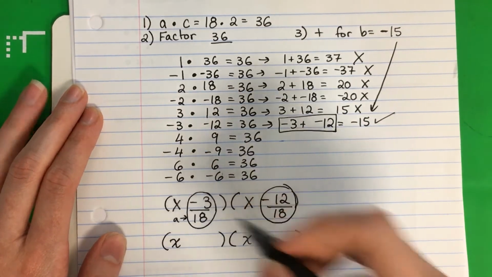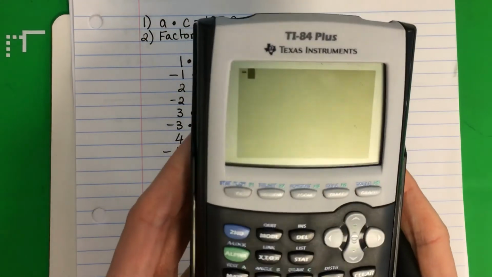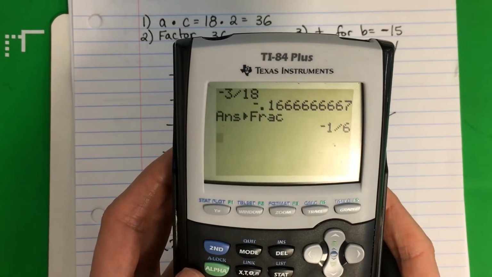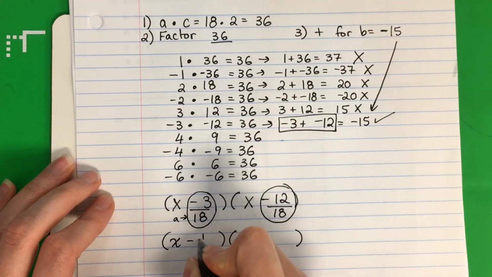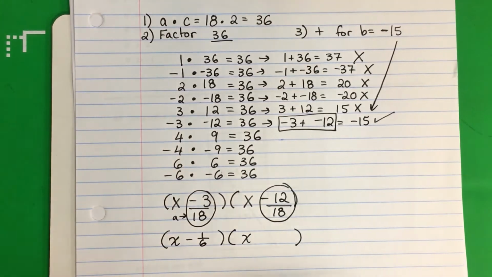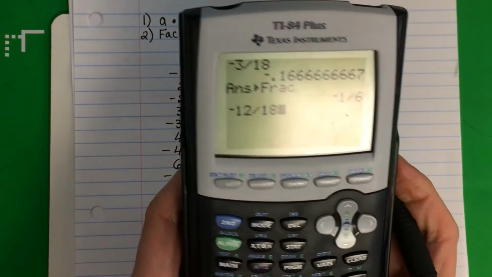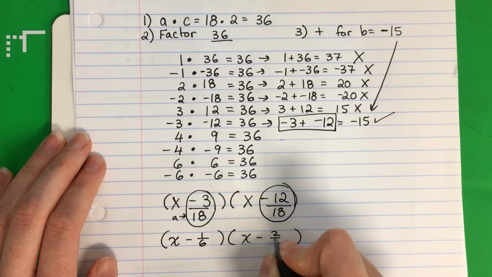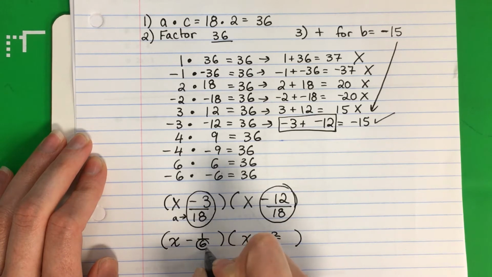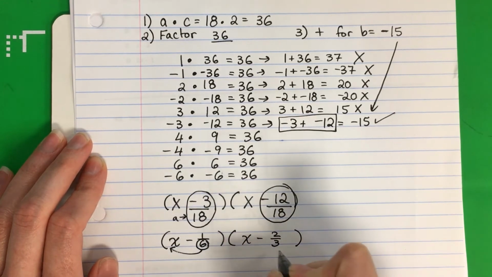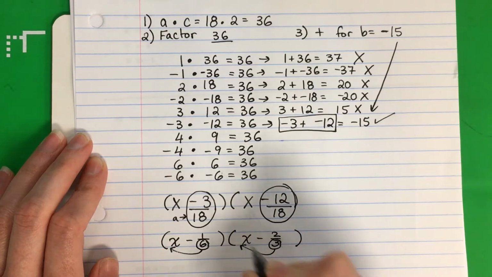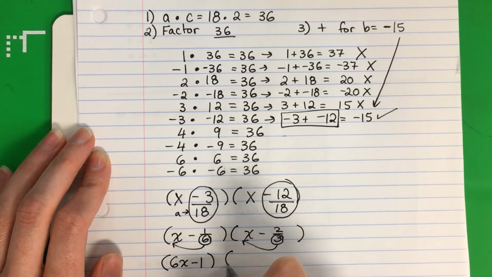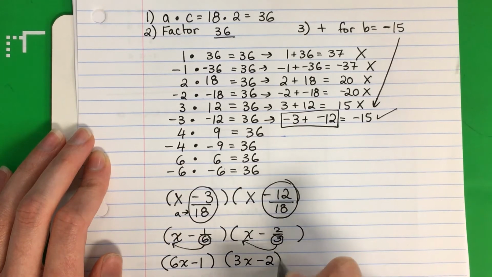I'm going to put -3 divided by 18. So -3 divided by 18, change to a fraction, so math 1, enter, that's -1/6. And let's put -12 divided by 18. That's changed to fraction, that's -2/3. And now you're going to take the denominator, or what is down, and put it in front of the x. So you will have parenthesis 6x minus 1, parenthesis, and here 3x minus 2, parenthesis.